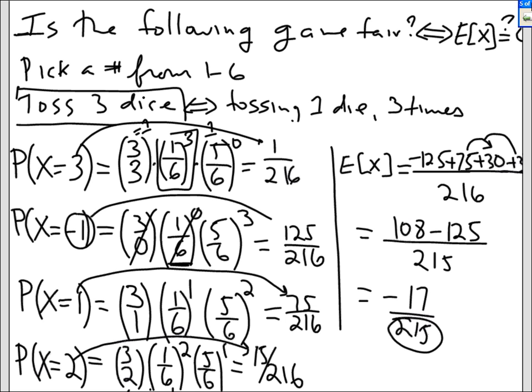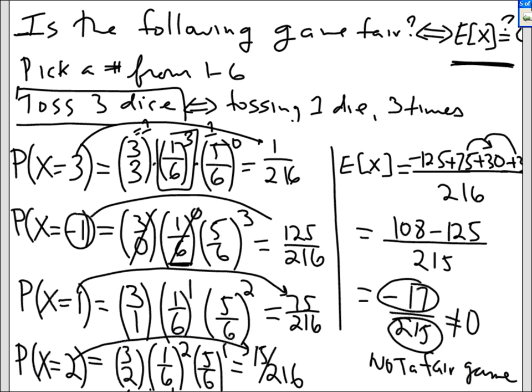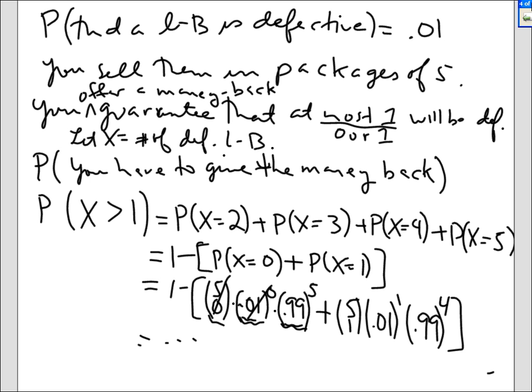That is, if you play the game 216 times, in the long run you would lose $17. Every time you play this game 216 times, you should expect to lose $17. And since this is not $0, it's not a fair game. It's a fair game if the expected value is 0. Just because you expect to win, that doesn't make it a fair game.